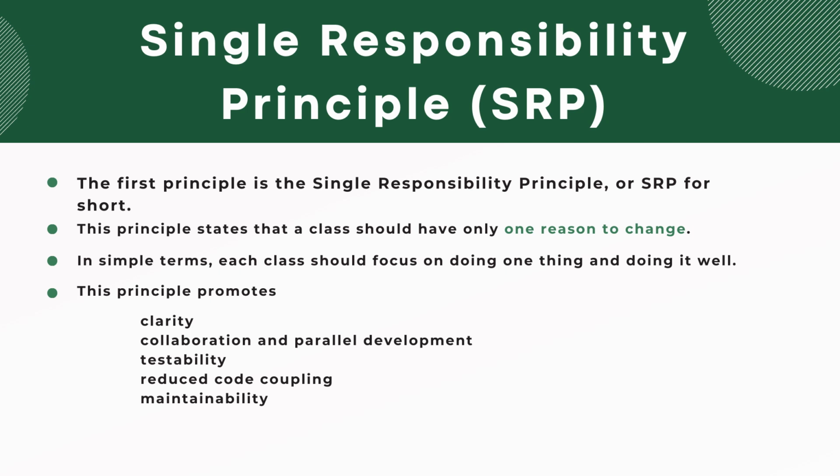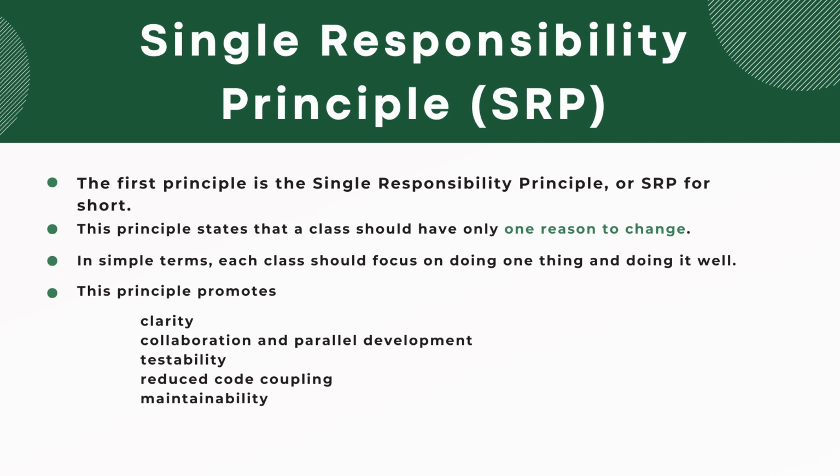The first principle is the Single Responsibility Principle or SRP for short. This principle states that a class should have only one reason to change. In simple terms, each class should focus on doing one thing and doing it well. Here is an example in Flutter. Let's say you have a class that handles user authentication and also saves user data to the database. This violates SRP because the class has two responsibilities, authentication and database management.